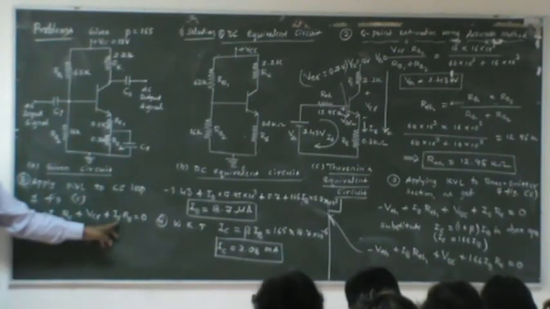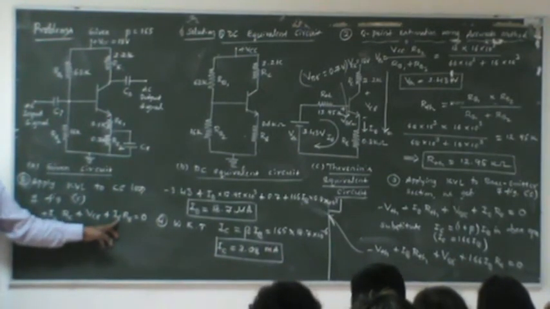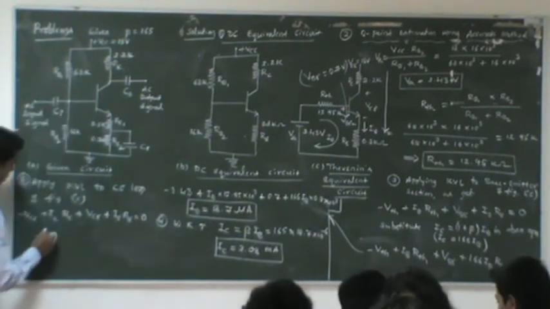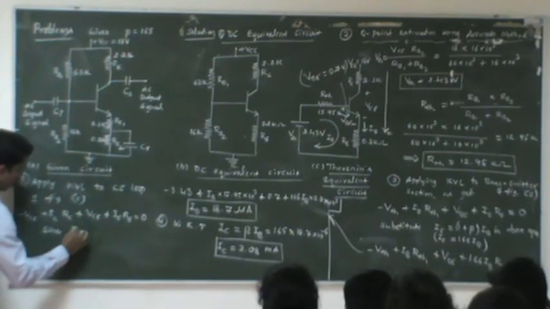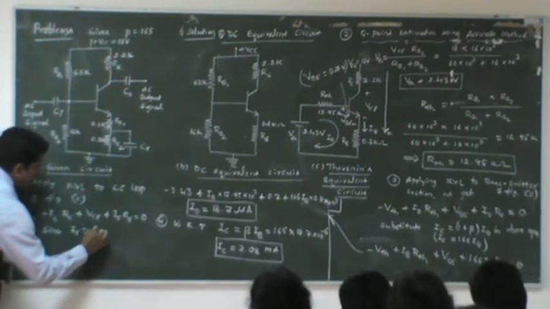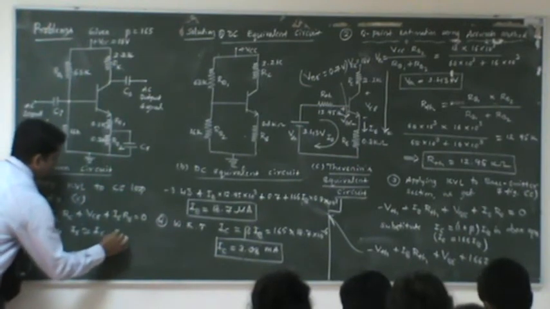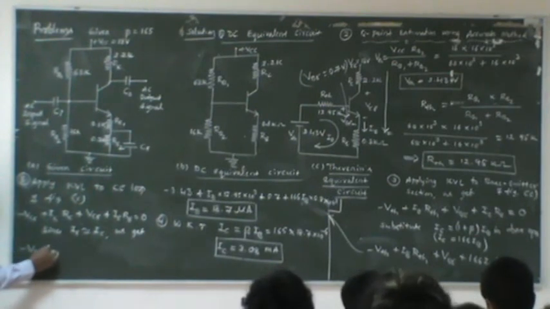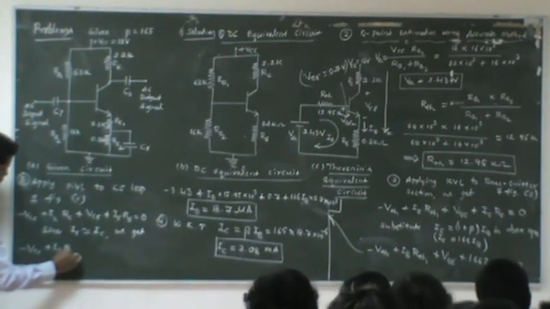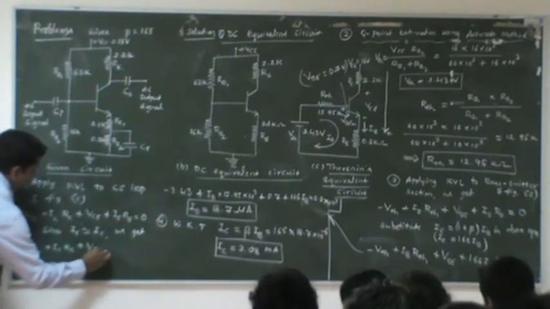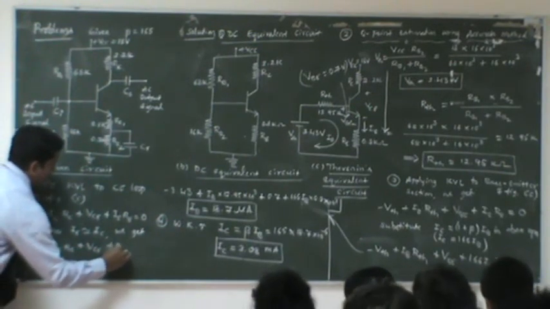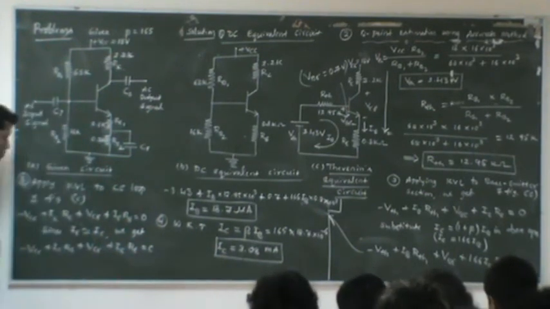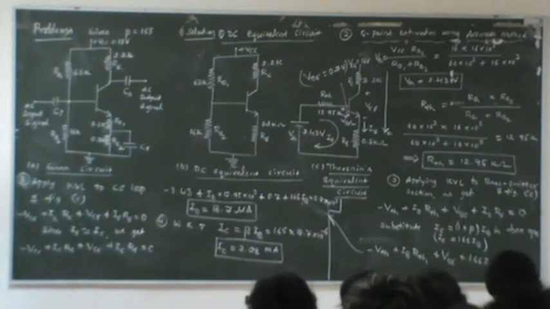So here also you get the approximation: in place of IE, you can substitute IC. Since IE is approximately equal to IC, we get minus VCC plus IC times RC plus VCE plus, in place of IE, we have IC times RE, which is equal to zero. Substitute everything and find out the VCE value.